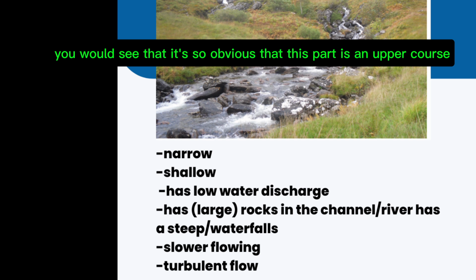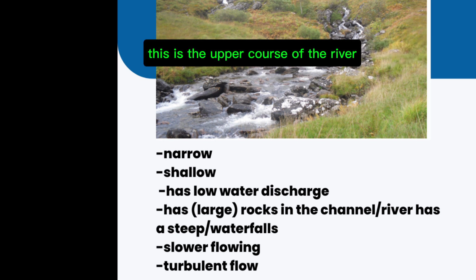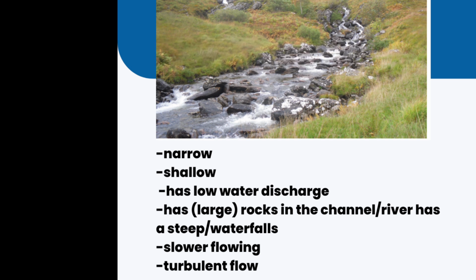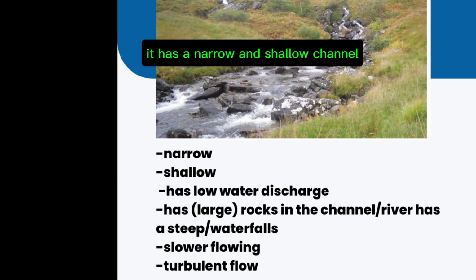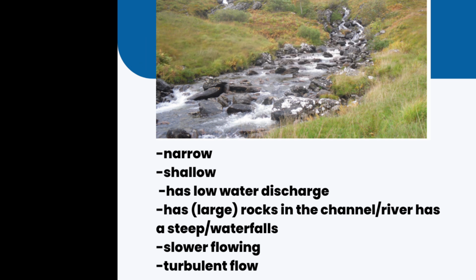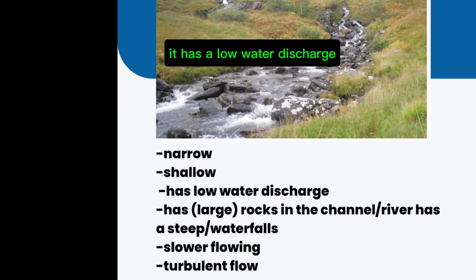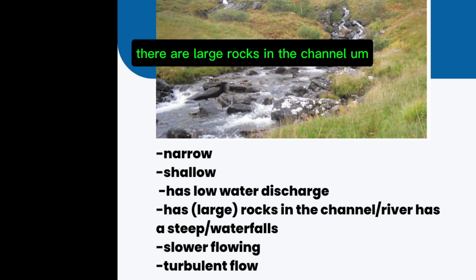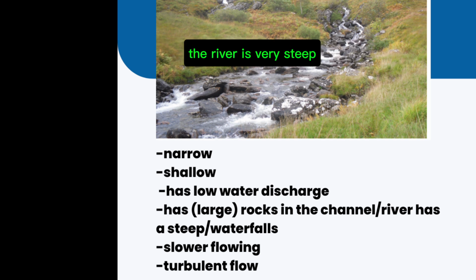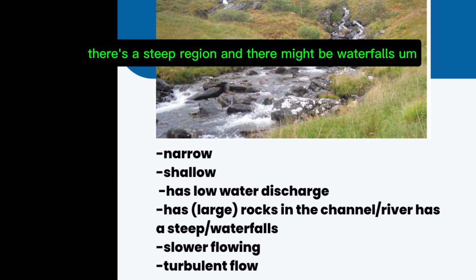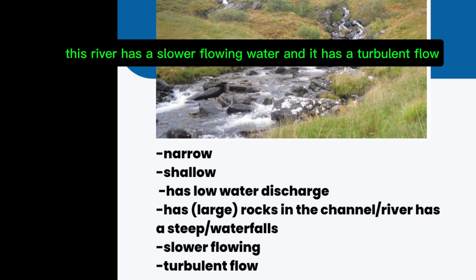So if you're going to summarize the characteristics of figure 4.2, you would see that it's so obvious that this part is an upper course. This is the upper course of the river. It has a narrow and shallow channel. It has a low water discharge. There are large rocks in the channel. The river is very steep. There's a steep gradient and there might be waterfalls. This river has slower flowing water and it has a turbulent flow.